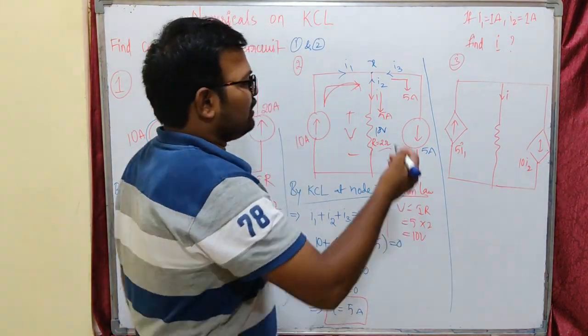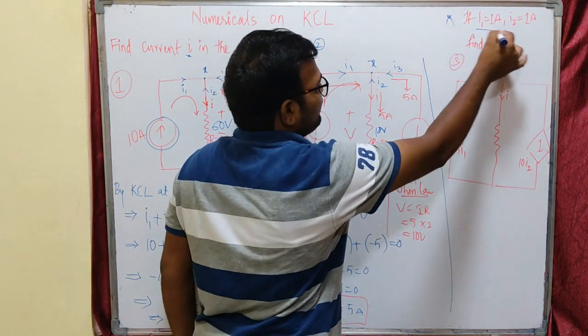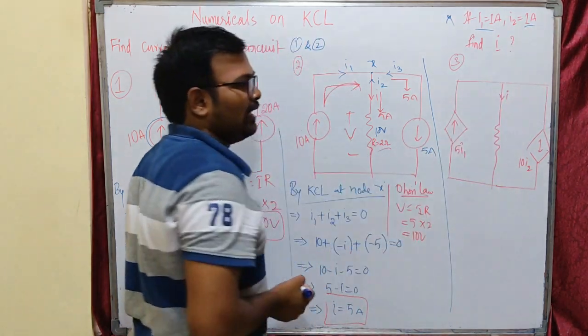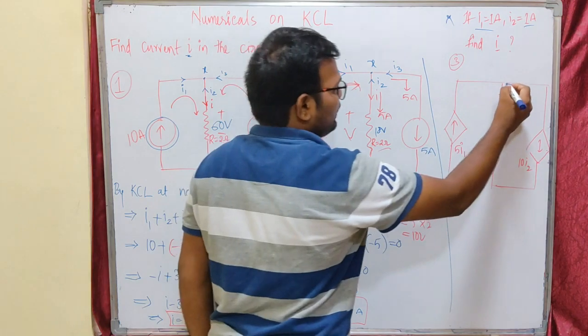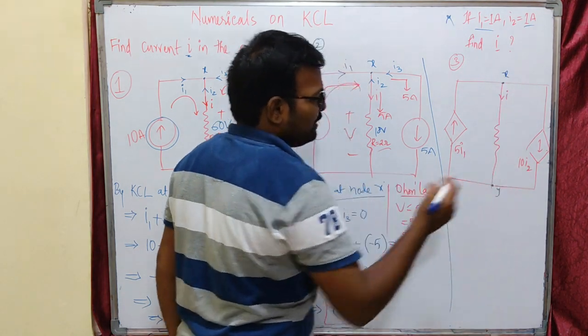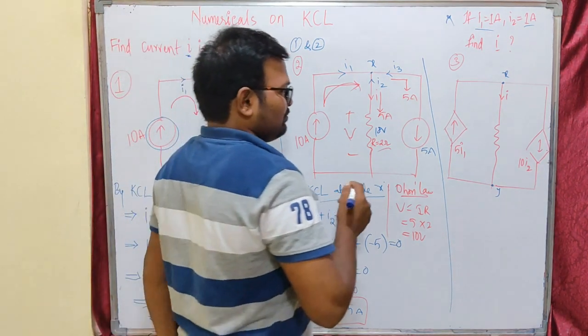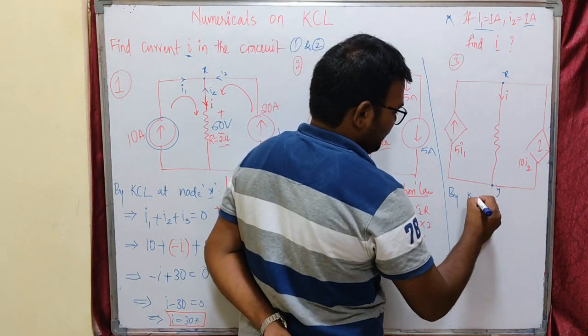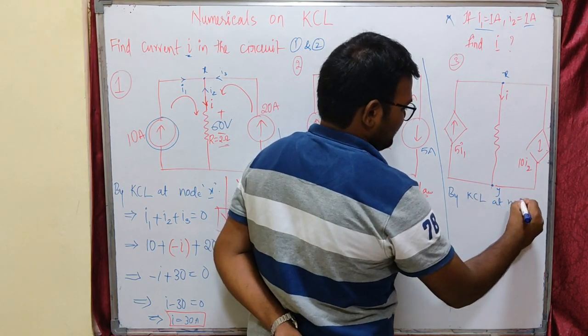So in the question for this circuit, I1 is 1 ampere given and I2 is 1 ampere given. We need to find this current I. By KCL we can find this. Let us consider these two terminals X and Y, because there will be a current direction indication. So by KCL, I am going to apply KCL here at node X.